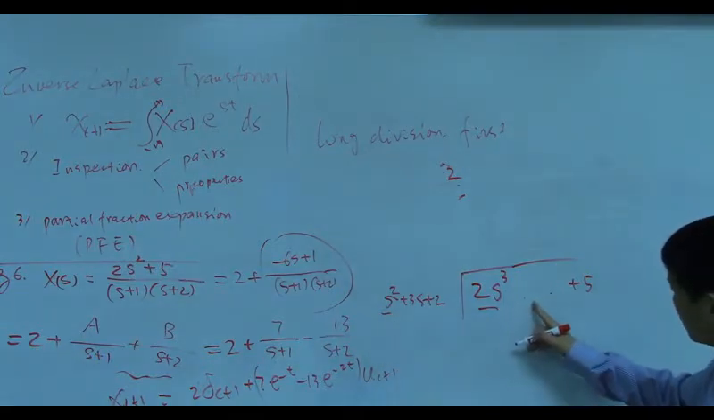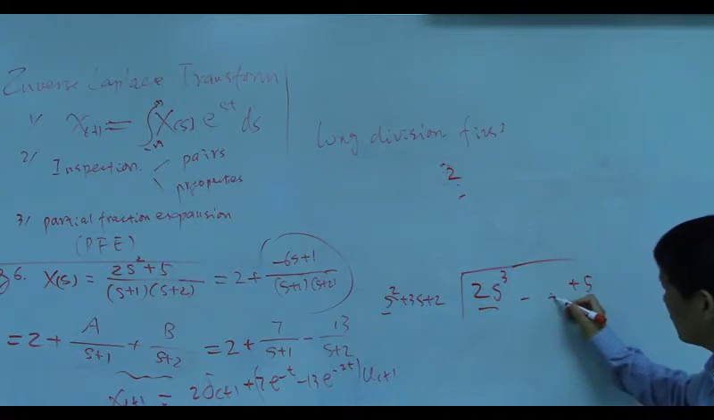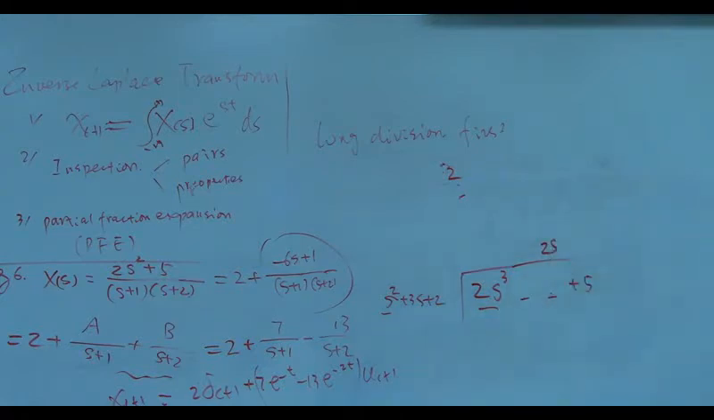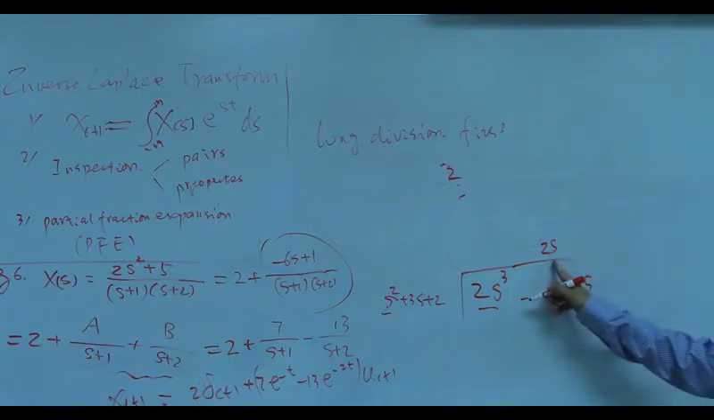Okay, 2s, where to write the 2s? This one is s squared, this one is s, right? Okay, we write 2s here. Hello? You know how to do this, right? Are you sure? Okay, so that's 2s here.